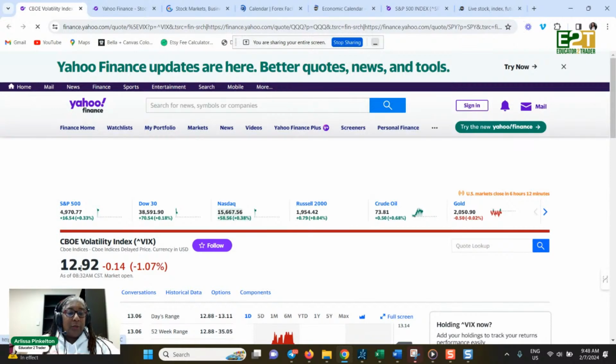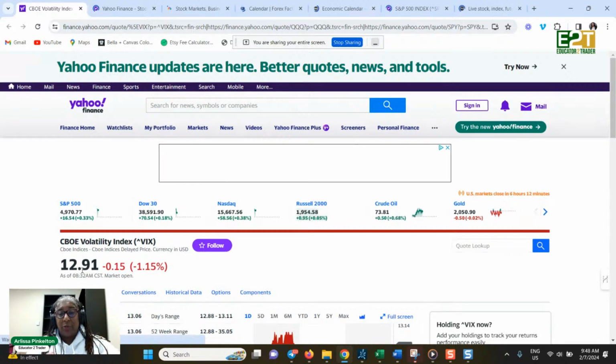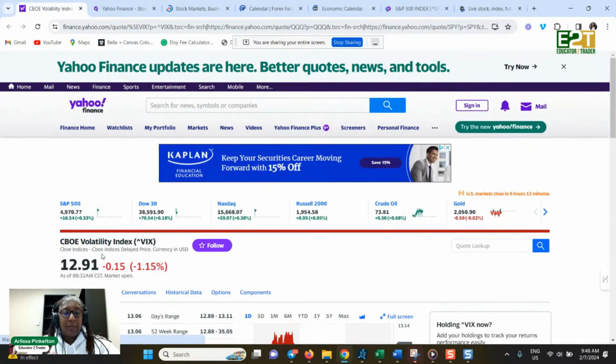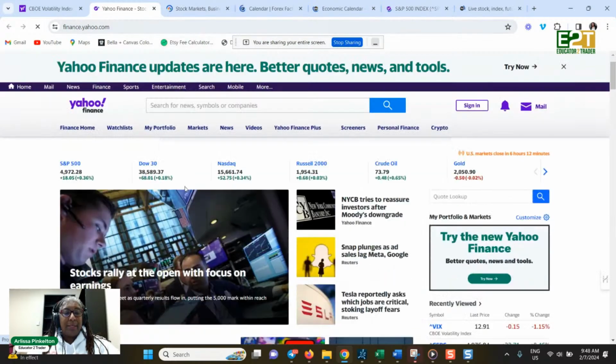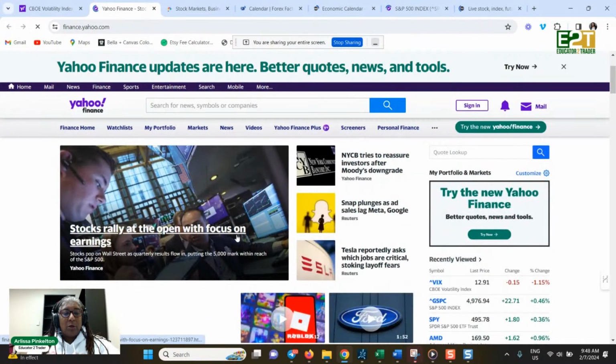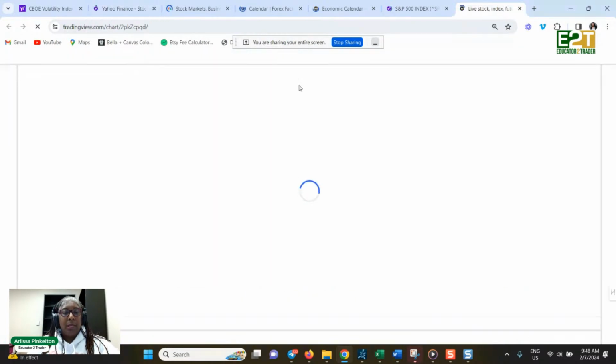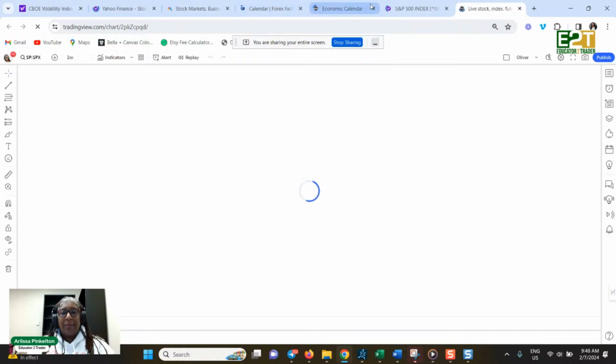So the VIX is at 12.92. The VIX is down, which means the market should be going up because the VIX was at 13 and some change yesterday, 14 before that. Now it's at 12 and some change. So it's probably going to be going up a bit. Stocks rally at the open with focus on earnings. Yep. Let's go see what's happening with SPX.